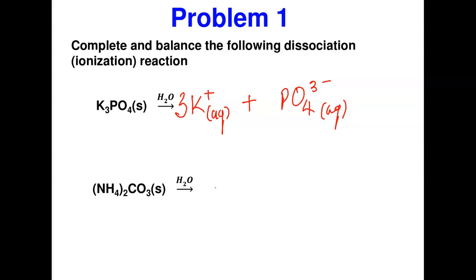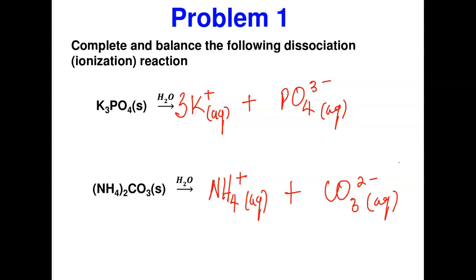Now, if this thing breaks down in water, of course, ammonium will be released. It will be hydrated by water in aqueous solution, and carbonate on the other hand will also be released. This is 2 minus aqueous. Now if you look at the equation, we have 1 carbonate ion here, which is okay, but we have 2 ammonium ions. What do we do? We're going to add a coefficient in front of ammonium to make the equation balanced.